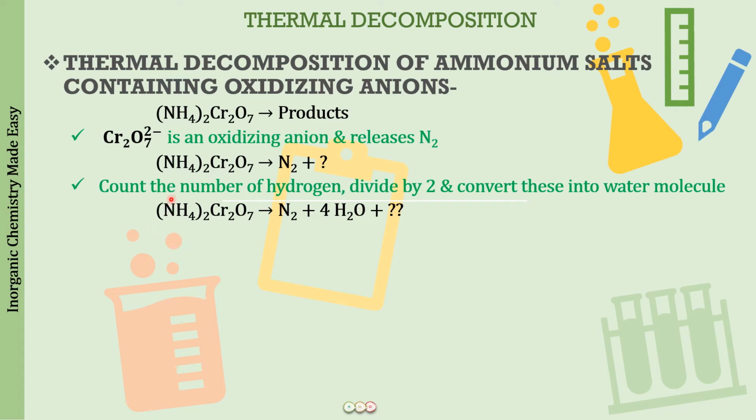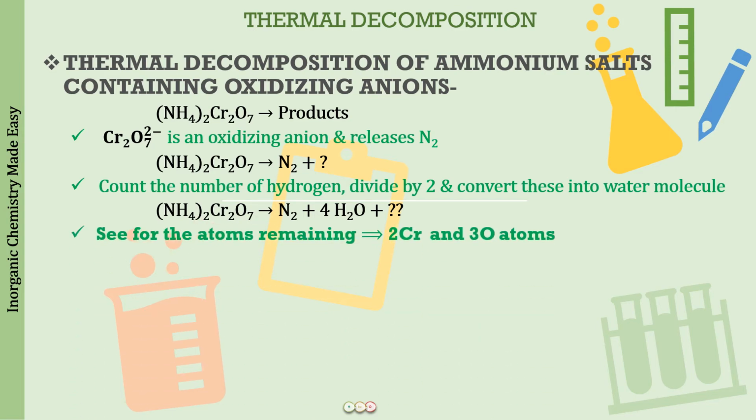So nitrogen gone, hydrogen gone. What is remaining behind? Just count that. So what is it? It is going to be 2 chromium atoms that are going to be left, and there will be 3 oxygen atoms that will be left. Simply write them together and you will be getting the product Cr2O3. So what is going to be the final product of this reaction? Ammonium dichromate on heating is going to give us nitrogen gas, 4 water molecules plus Cr2O3. Isn't it easy now? Yes, it is.